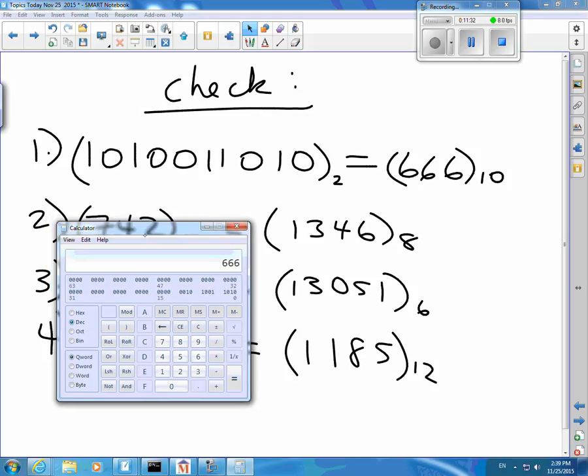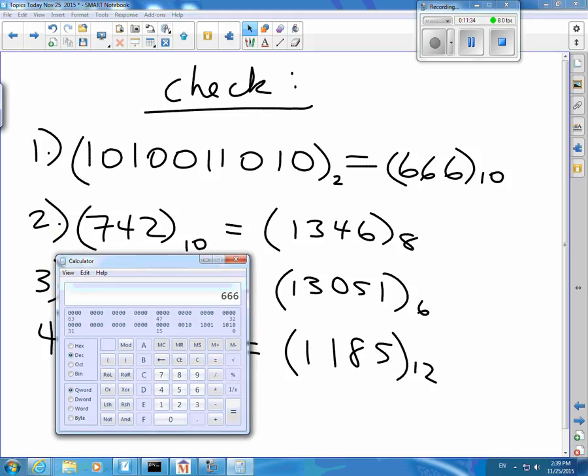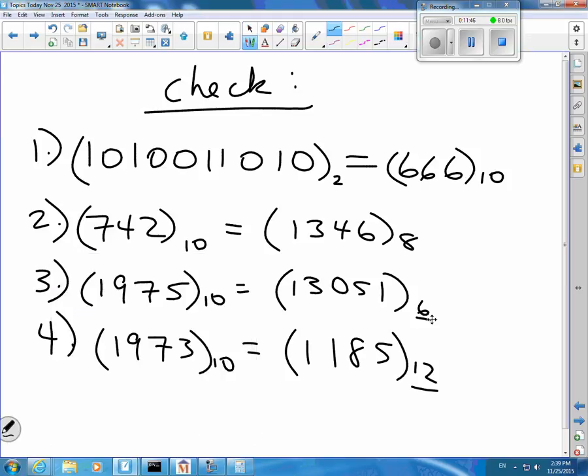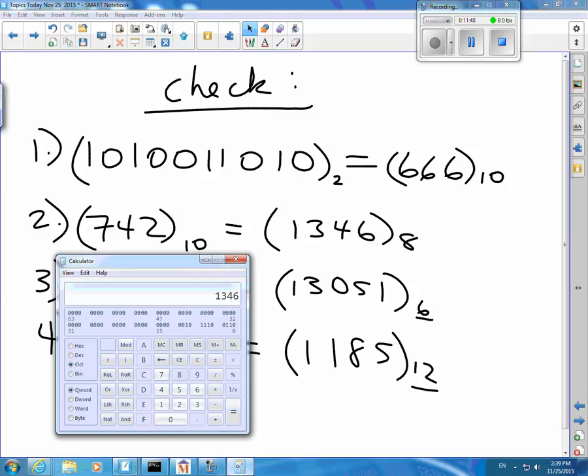For the second one, we started with the decimal number 742, and we changed it to octal. And we got 1346. Now, the other 2, we don't have on this calculator the ability to check base 6 and base 12, at least not easily. But if you go online and search, there are plenty of places that Google can lead you to that have calculators that can switch to any base you decide you want to count in. So you can always check your answers if you're trying these at home.